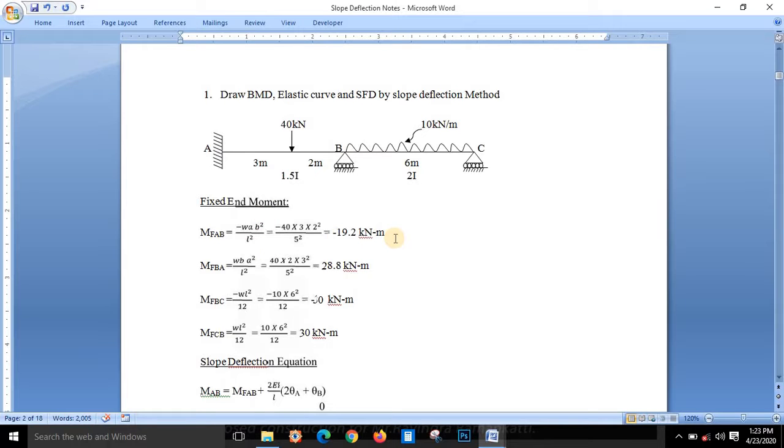Same way we have calculated and we have got the answer here. MFBA, same way we have calculated. The formula is going to change, the rest of the things will remain the same. Similarly, MFBC and MFCB we are going to calculate and keep the answers over here.